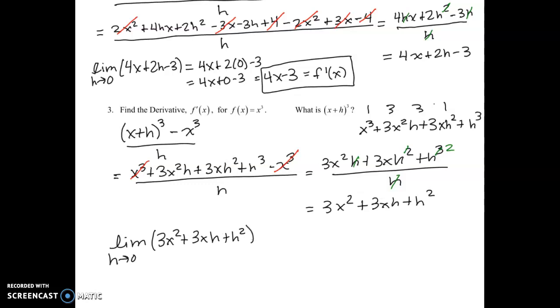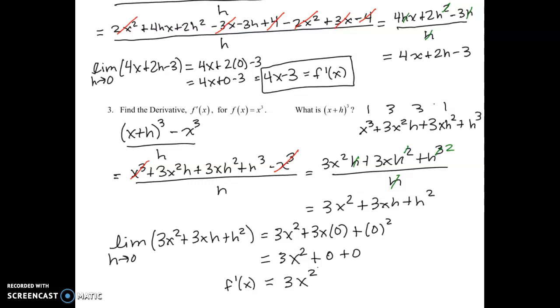So if we substitute 0 for h, I think we'll kind of get the hang of this. What's going to happen with any of those h terms when we put 0 in? 0 times anything is always 0. So we get our derivative is 3x squared.